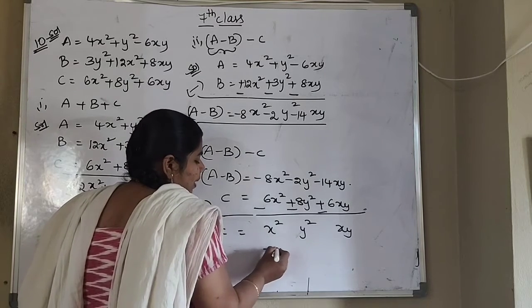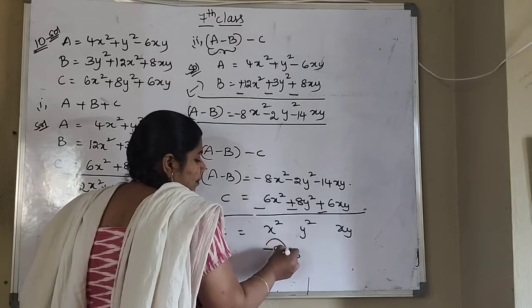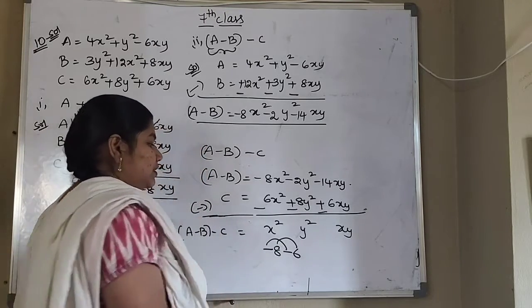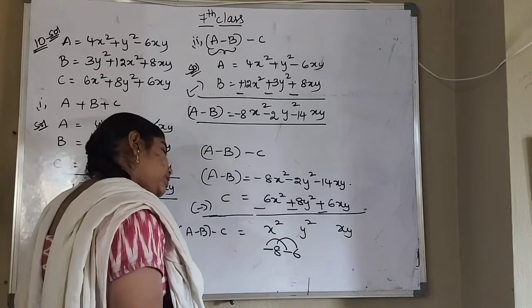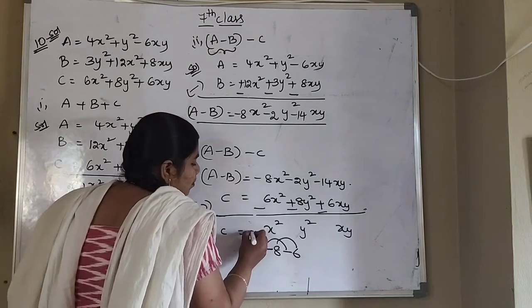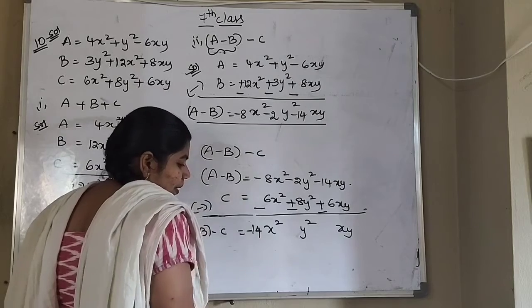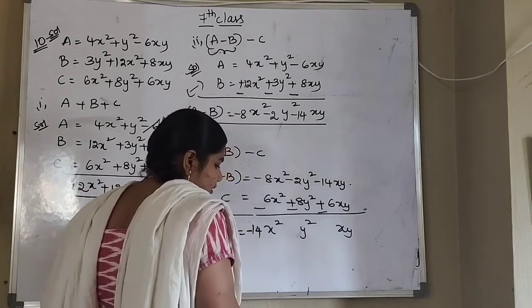So you have to write minus 8 minus 6. Minus into minus is plus. 8 plus 6. 8 plus 6 is how much? 8 plus 6 is 14. So minus 14. It will be minus 14x square.